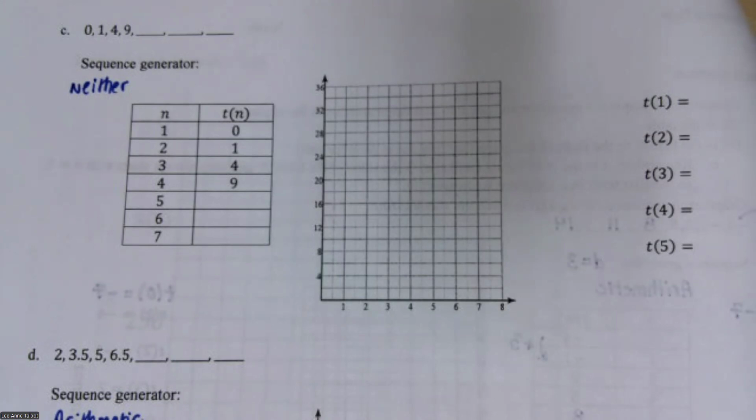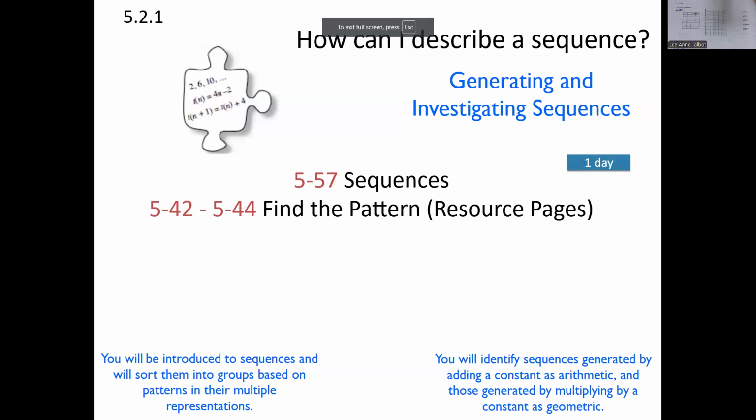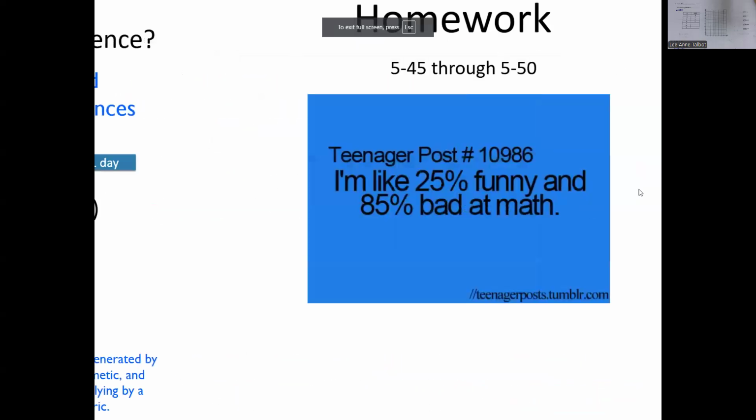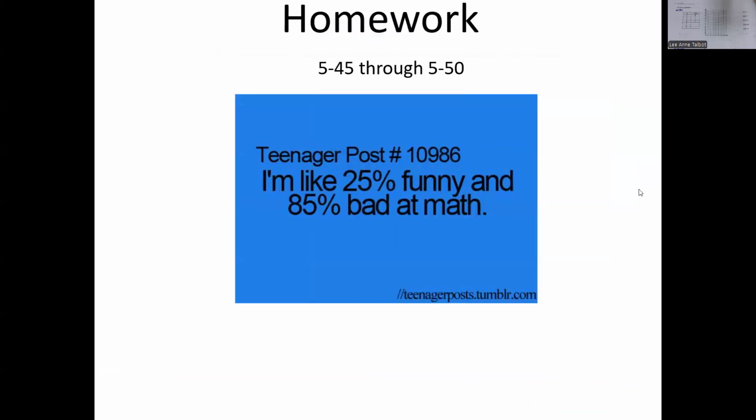It's much more satisfying when you figure it out. Okay, last thing. So you guys can work on this independently after this. Homework is 45 through 50 in the CPM book.